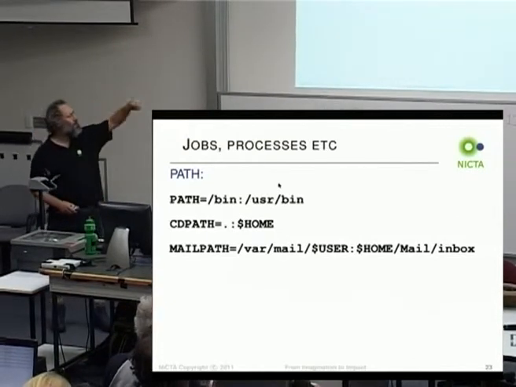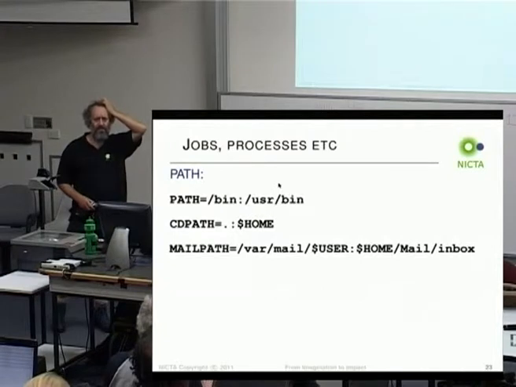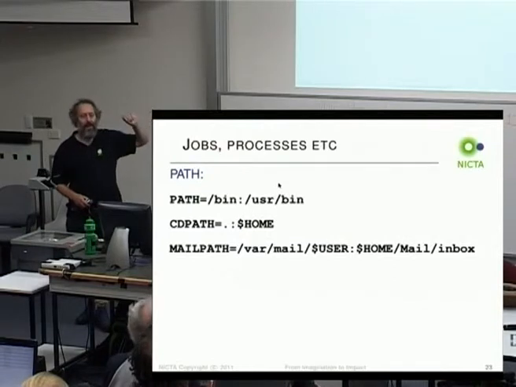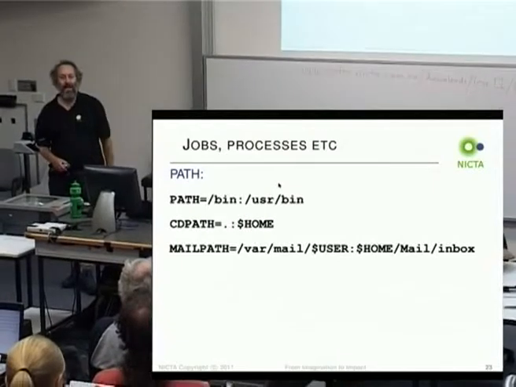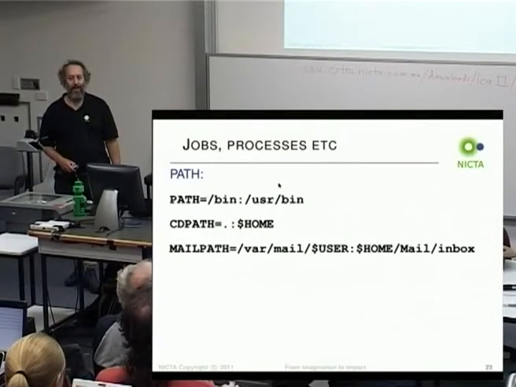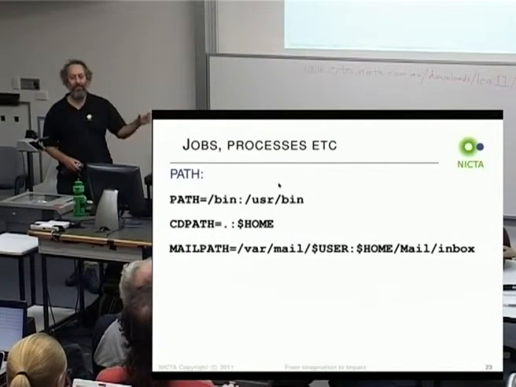Another interesting one is mail path. This one's more for interactive shells than for shell scripting, but it's interesting, so I'll leave it to you. This is a list of files, not directories. And the shell will check these every time it prints a prompt to see whether they've changed since the last time it checked. And if it has, it'll print out a little message saying, you have mail.